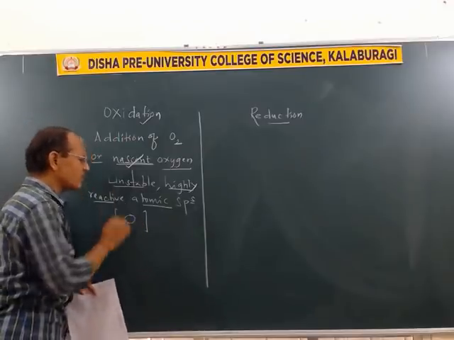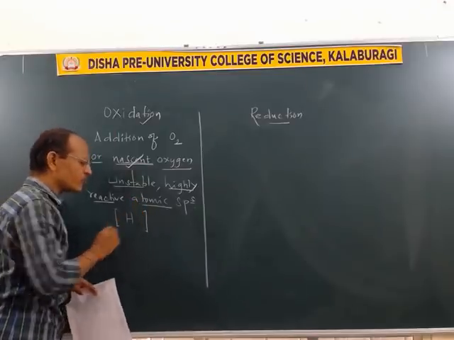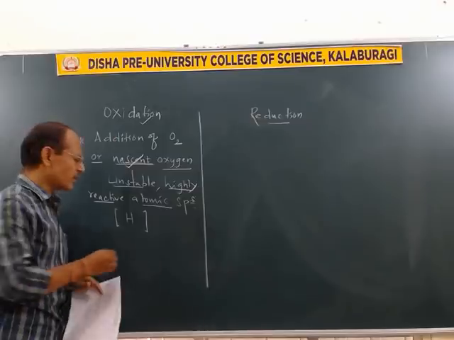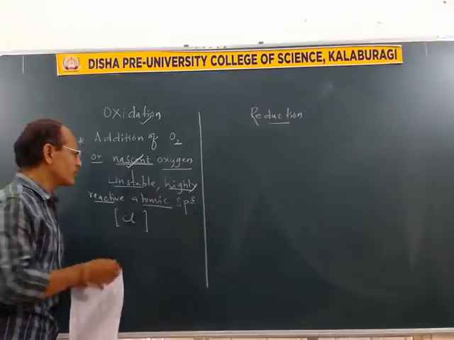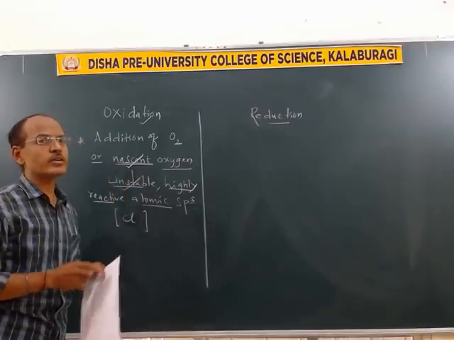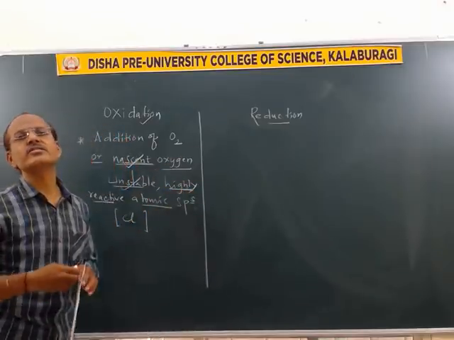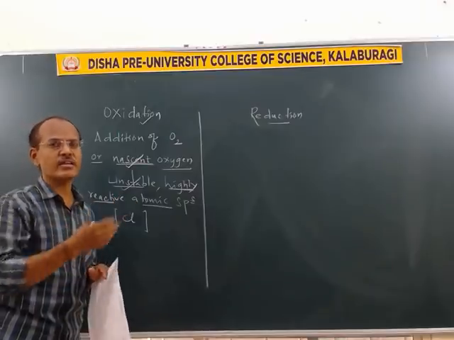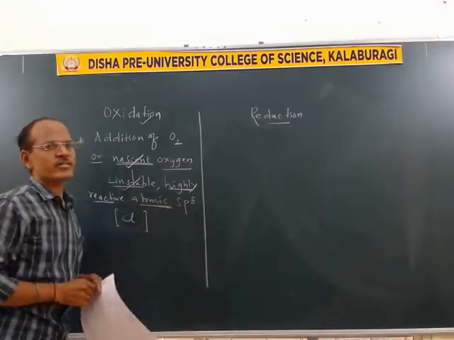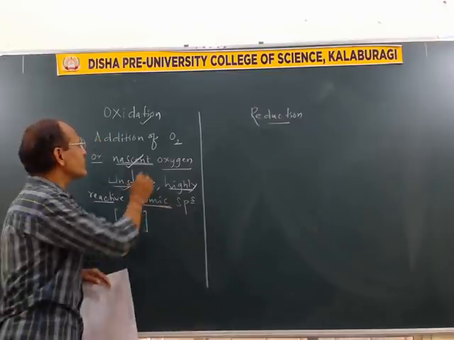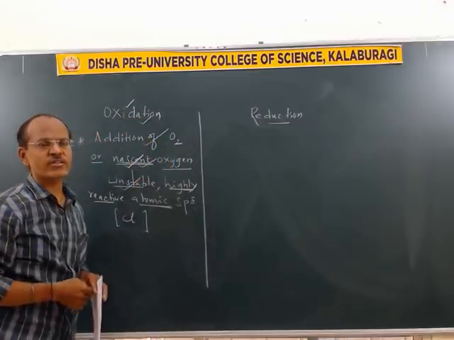If I put oxygen in brackets, it is called nascent oxygen. Instead, if I put hydrogen, it is called nascent hydrogen. If it is chlorine, nascent chlorine. So that means they are unstable. They do not exist for a longer time. Highly reactive, they immediately change their states, and they react with other substances. They are atomic species, in the atomic state. So addition of oxygen or nascent oxygen is purely considered oxidation.